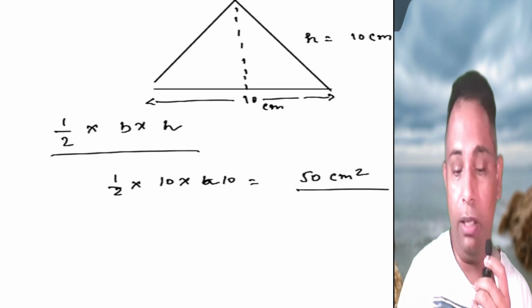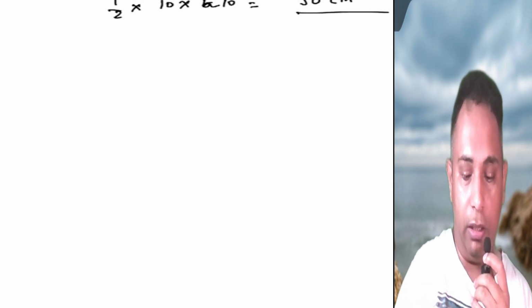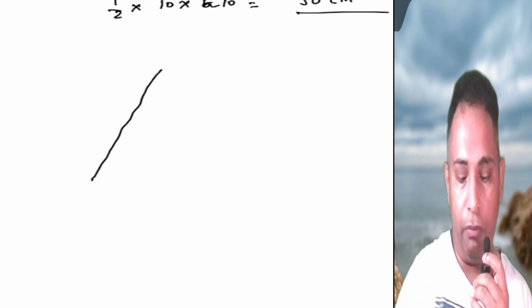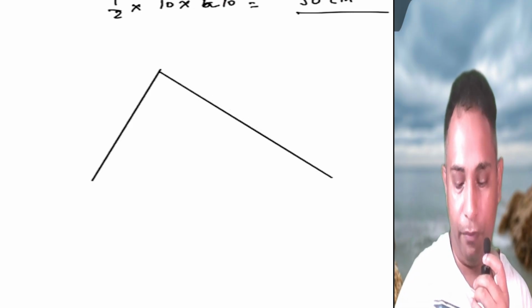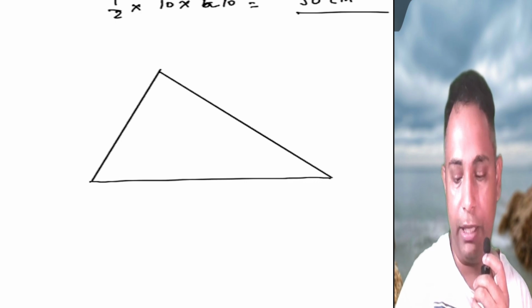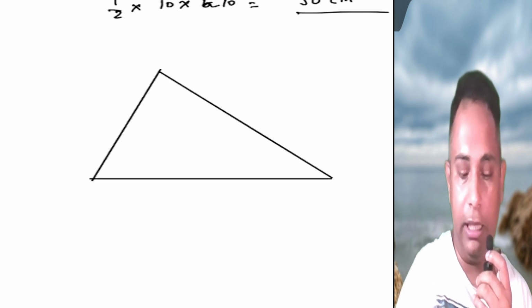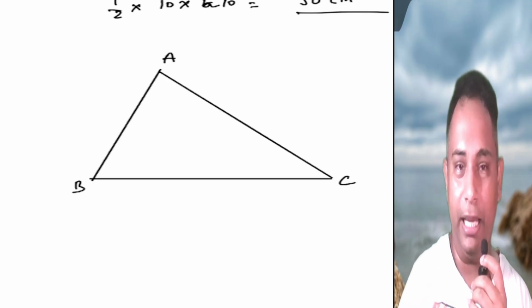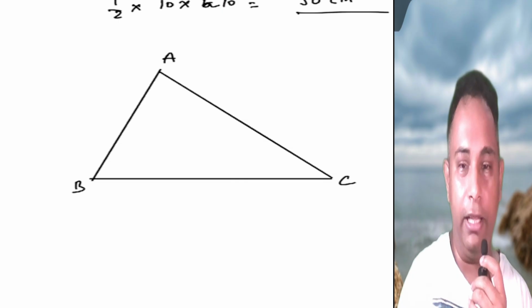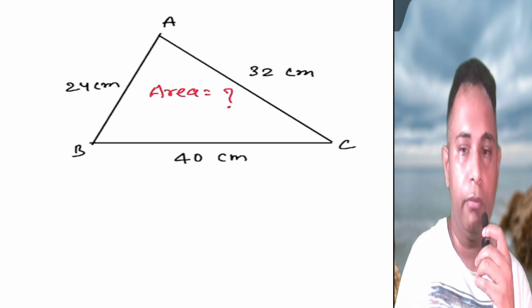Now one different problem arose. We found some triangles in questions where the height and the base of that particular triangle are not specified. For example, you can see I am drawing a triangle on my screen. Let's suppose this is a triangle named A, B, and C. What is given in the question? I will just write on my screen.